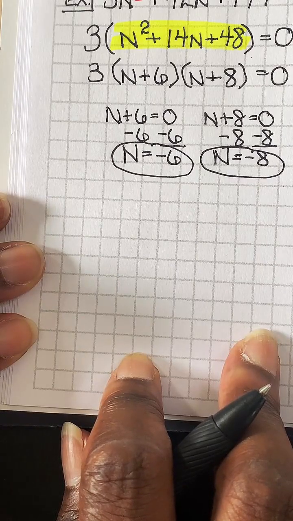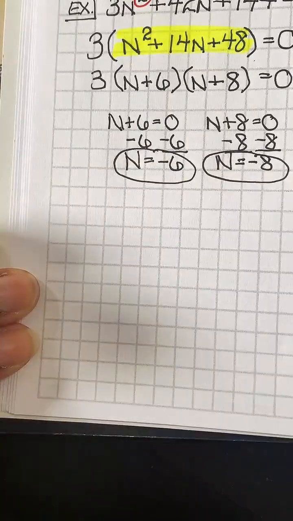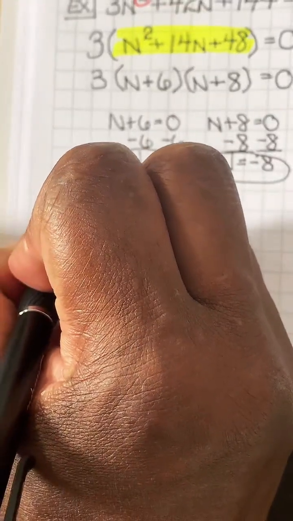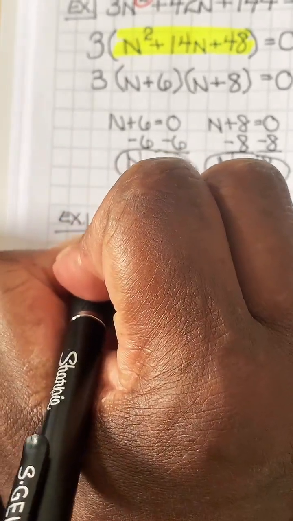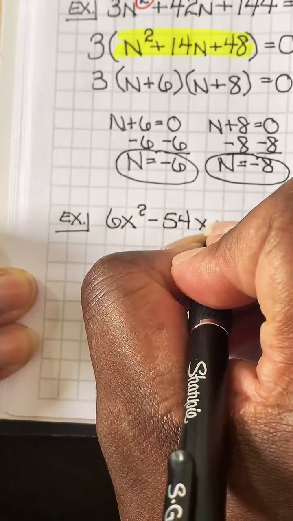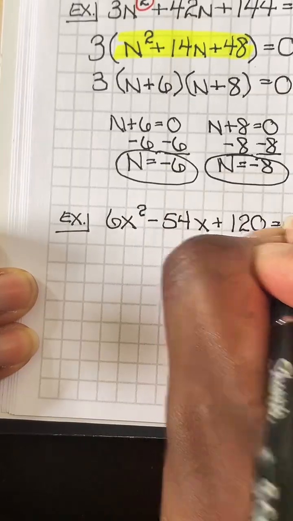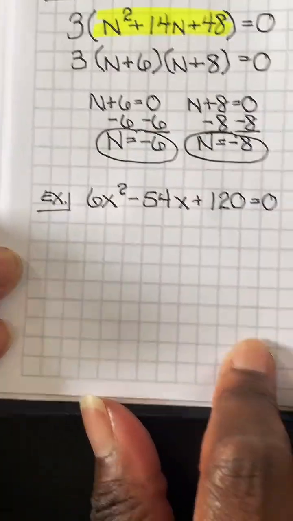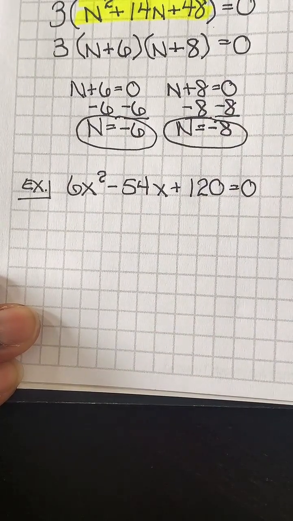All right, let's see if I can do something with... Oh, perfect. We'll try this one. You just have to be grateful, right? Gratitude, gratitude, gratitude. All right, perfect. So 6x squared minus 54x plus 120 equals 0.